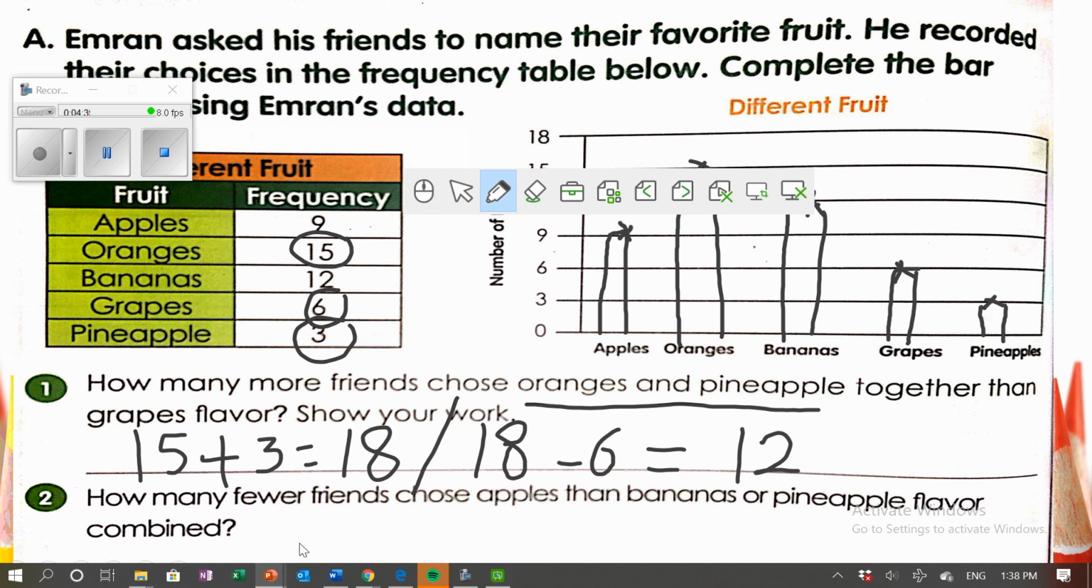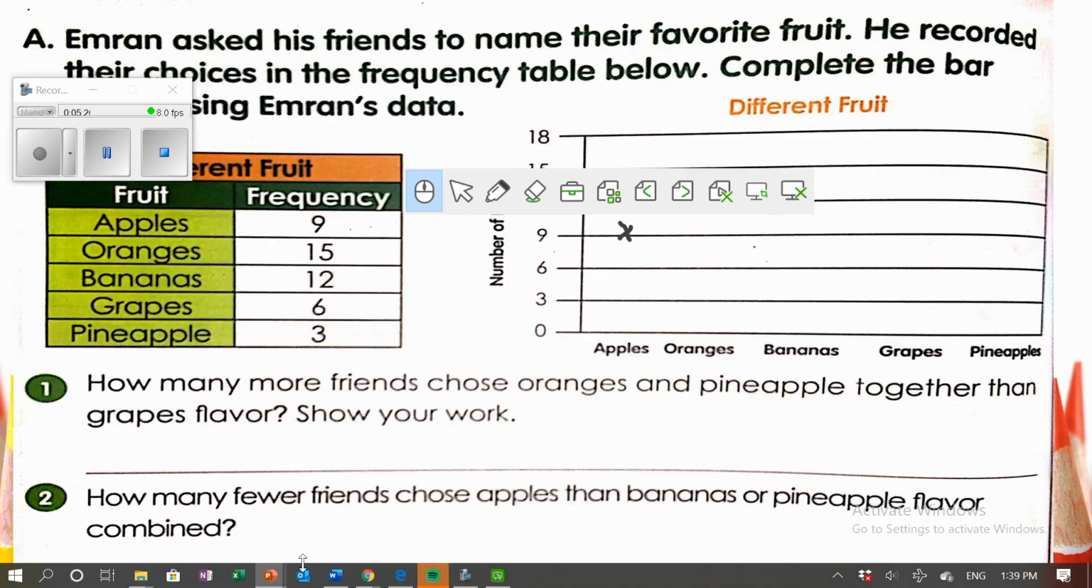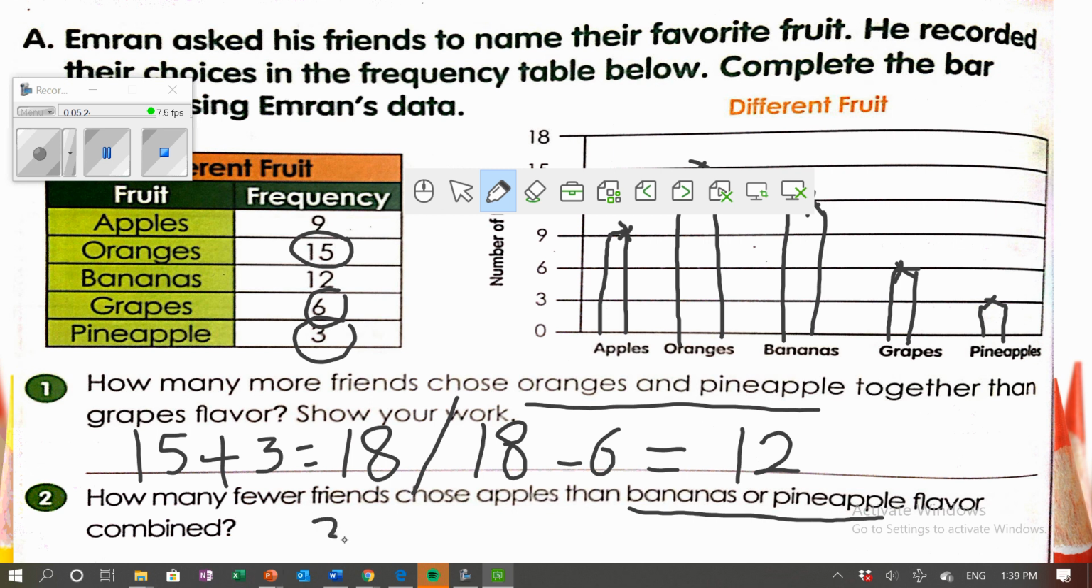Now the next question is, how many fewer friends choose apple than bananas and pineapple flavor combined? So I have the pineapple and bananas together. Okay, let's continue now. I want to find pineapples and bananas. How many pineapple? Is it 3? Okay, that's a 3 plus the bananas are 12, so it's 15.